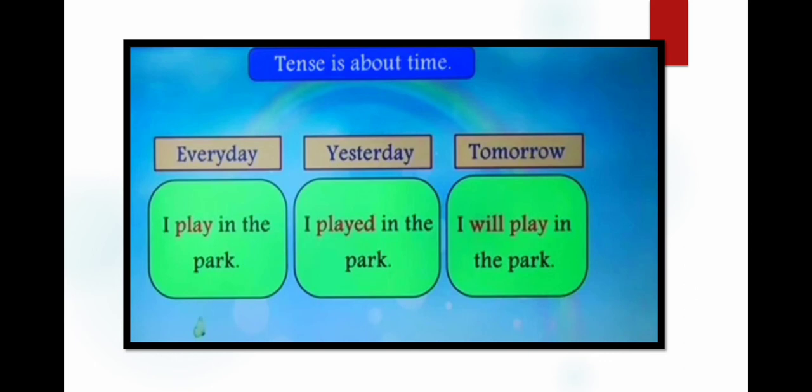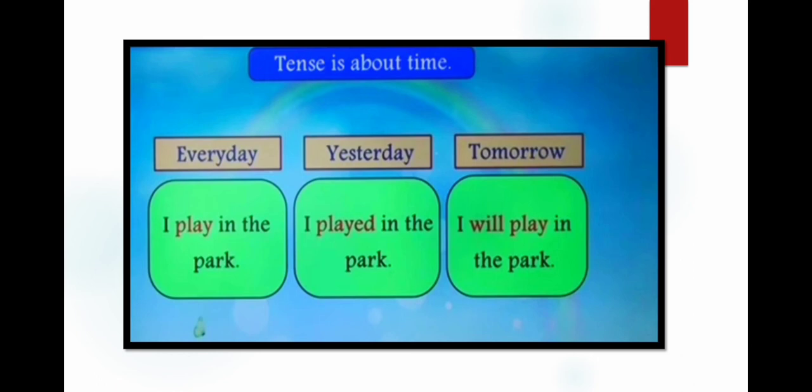So we have learned that tense is about time. Now let us read these three sentences. Every day, I play in the park. So this is something which happens generally, every day. So this is in present tense. See the second one. I played in the park yesterday. So this happened yesterday or earlier. So this is in the past. So this is in the past tense.